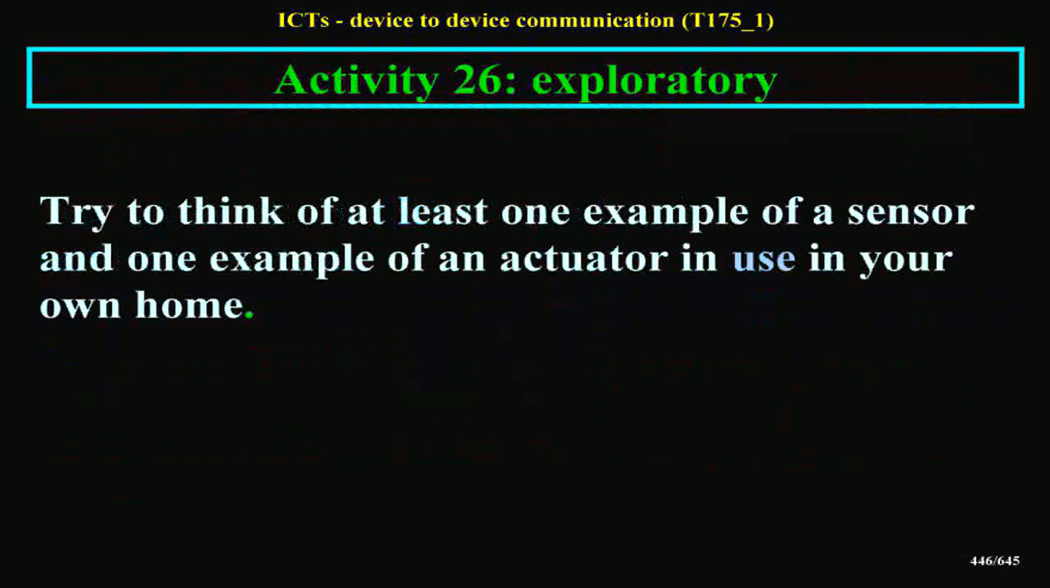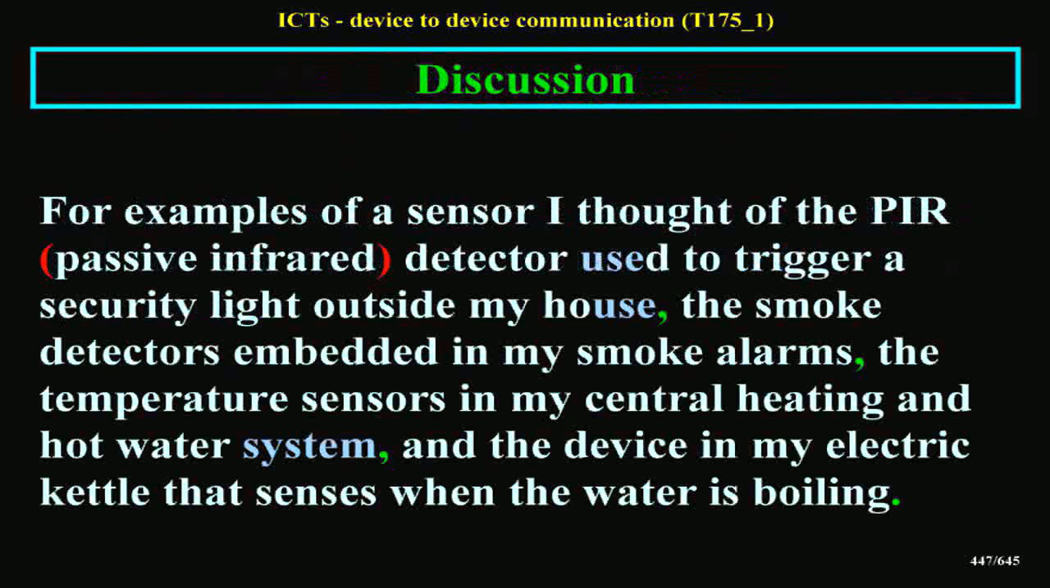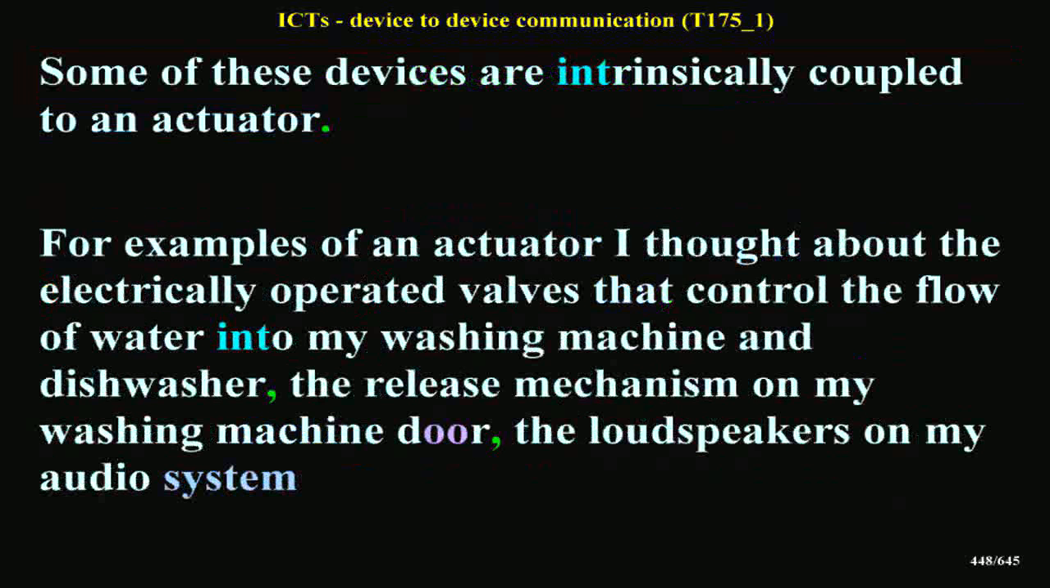Activity 26. Exploratory. Try to think of at least one example of a sensor and one example of an actuator in use in your own home. Discussion. For examples of a sensor, I thought of the PIR passive infrared detector used to trigger a security light outside my house, the smoke detectors embedded in my smoke alarms, the temperature sensors in my central heating and hot water system, and the device in my electric kettle that senses when the water is boiling. Some of these devices are intrinsically coupled to an actuator.